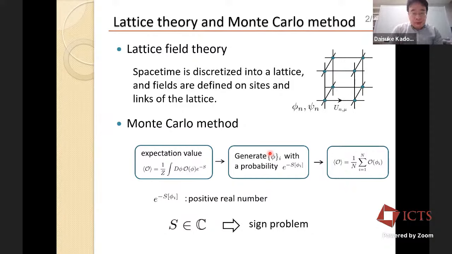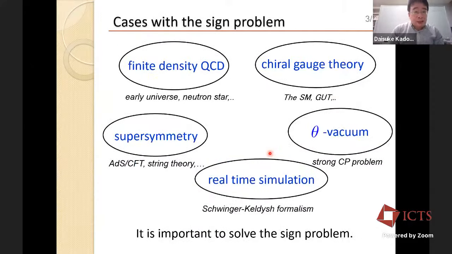However, the action of a generic quantum field theory is complex. So the Monte Carlo method does not effectively work for general theories. This problem is called the sign problem. There are many cases and theories with the sign problem. As you know, finite density QCD has a sign problem because the fermion determinant has an imaginary part that originates from the chemical potential.